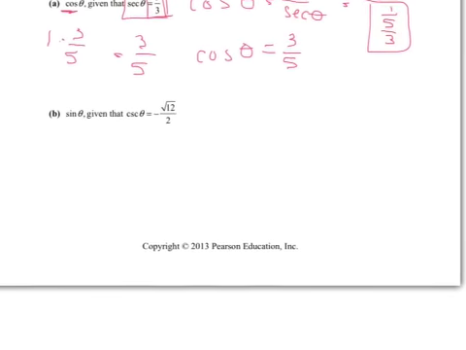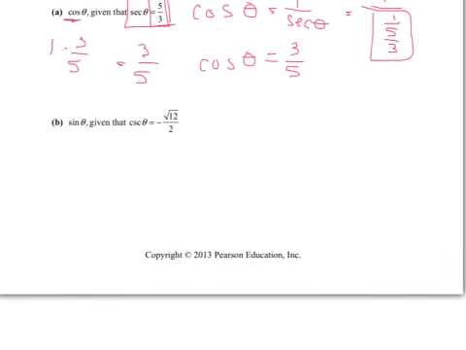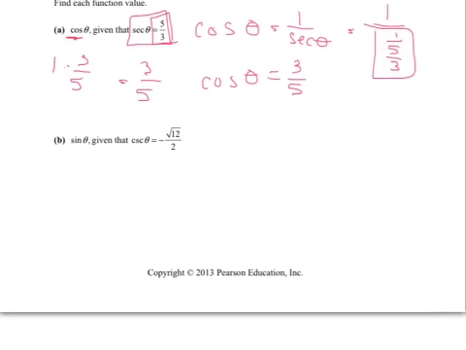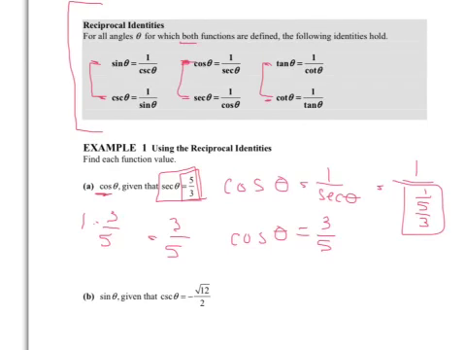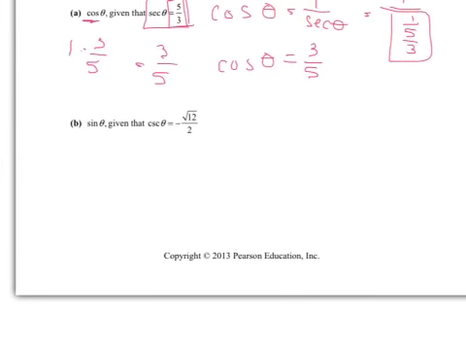So if we move down to our next example here, it wants us to find the sine, and it says cosecant of theta is negative square root of 12 over 2. So if I go back up here, I find sine is 1 over cosecant. So if we move back down to our example B, we know that sine of theta is 1 over negative square root of 12 over 2. Okay, so what we have to do then is take 1 and multiply it times our reciprocal of negative 2 over the square root of 12.